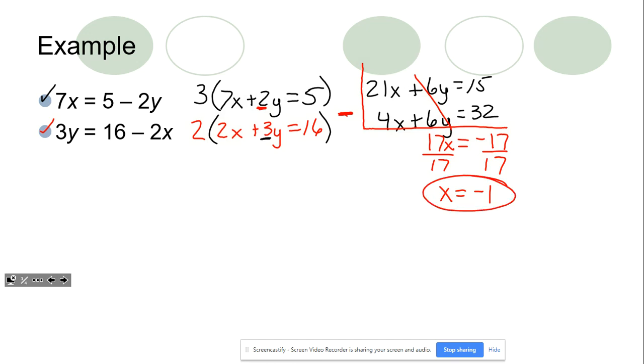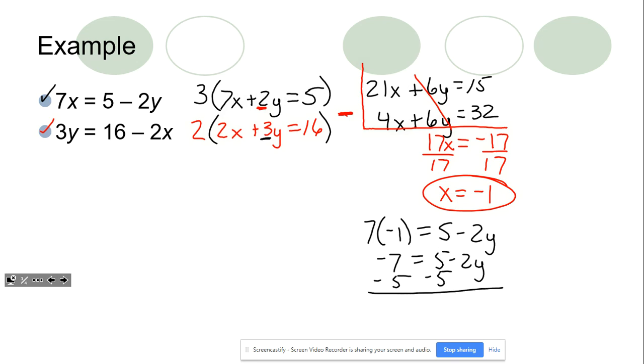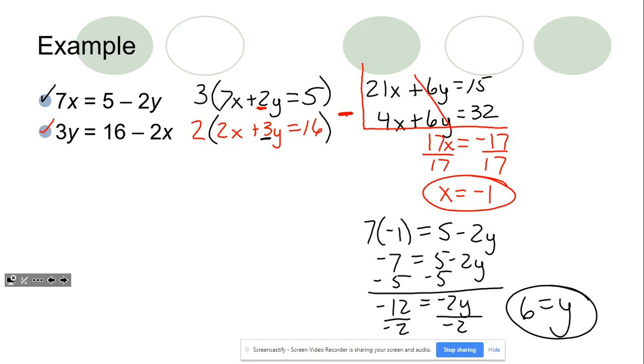I now have x. I need to find y. I'll go back to one of my originals. The top one always works for me. So 7 times negative 1 equals 5 minus 2y. That's negative 7 equals 5 minus 2y. I'll subtract 5 from both sides to get negative 12 equal to negative 2y. Divide by negative 2. And 6 is equal to y. Again, you can check by plugging in x and y into both equations.